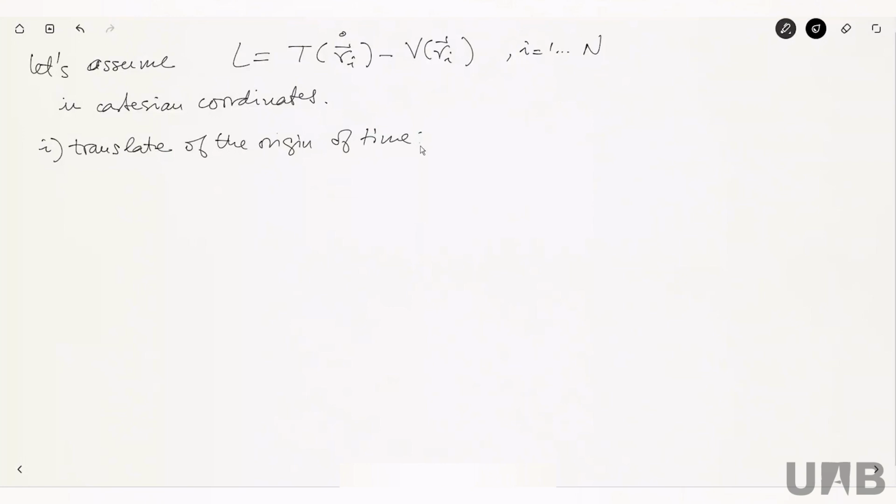Okay, so that means that I go from t to t prime, which is t plus t0. And I go from r to r prime for all the particles, which is the same as ri for all of them. So that's a symmetry. That is the transformation that I'm making.